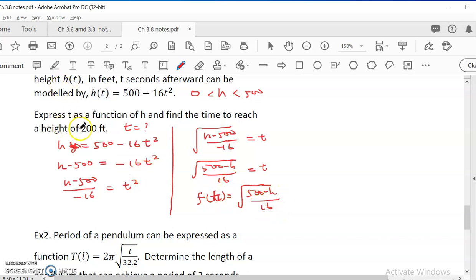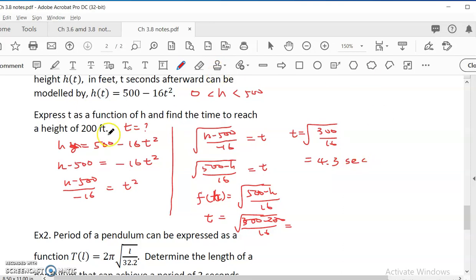So if the height is 200, you would say t equal to what? That would be the square root of 500 minus 200 over 16. 500 minus 200 is 300, 300 over 16. So that would be t. So it's nice to have a function to plug in instead of solving it every time. So just put in the calculator square root of 300 divided by 16, 4.3 for 1 decimal place. Seconds.